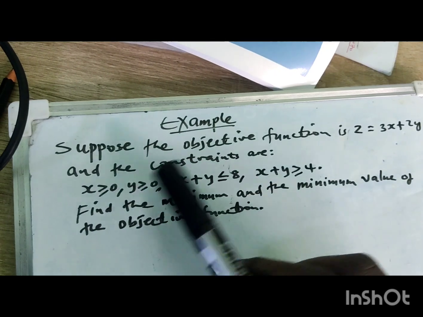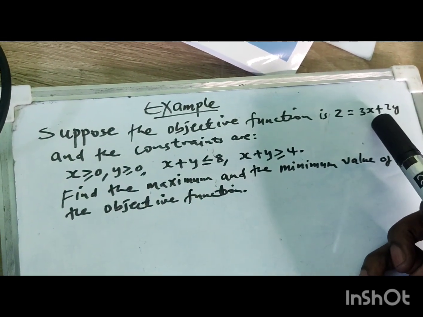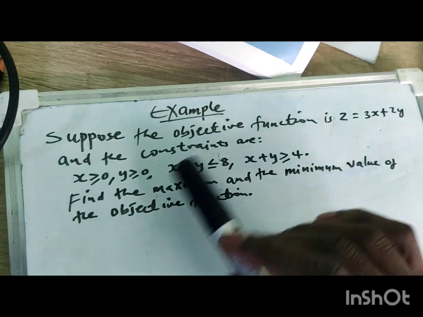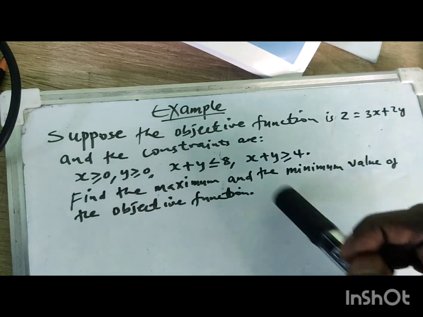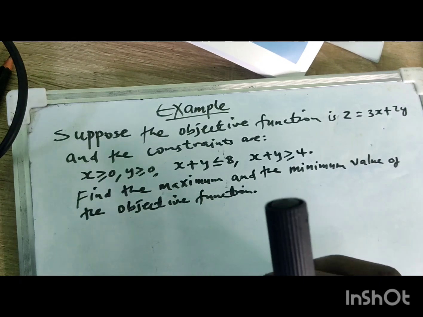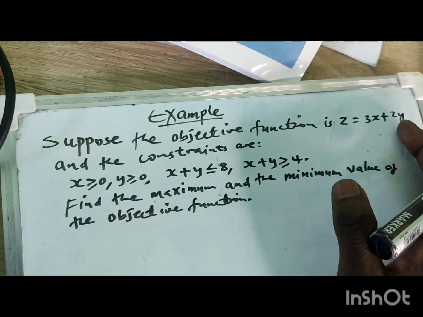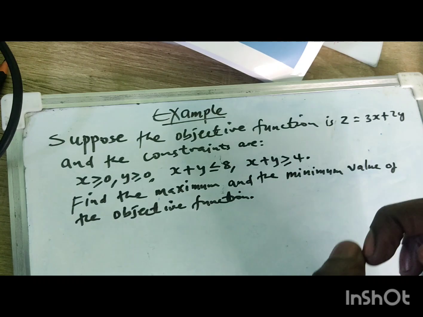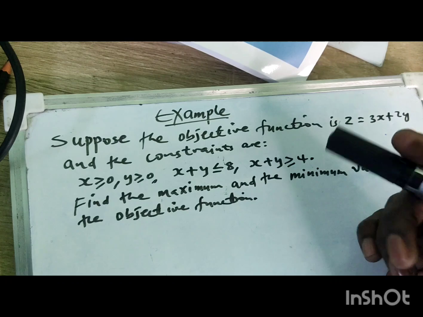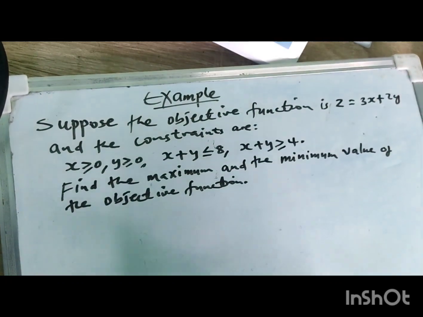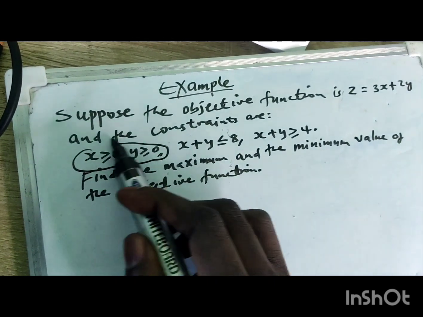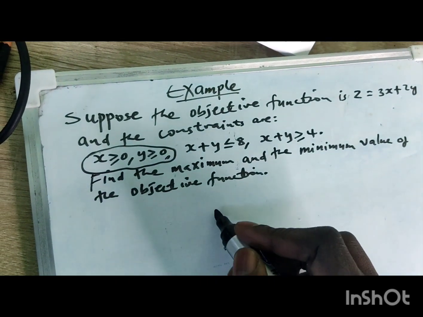Now we have the objective function given to us as 3x plus 2y, and then we have all the constraints, the inequalities. What we're going to do right now is to graph this, then find the corner points, and then substitute all those corner points in the objective function, to see the point that gives us the maximum value or the minimum value. I think we are all familiar with how to graph inequalities. For example, we have these two constraints here. I think it's very easy to graph them.